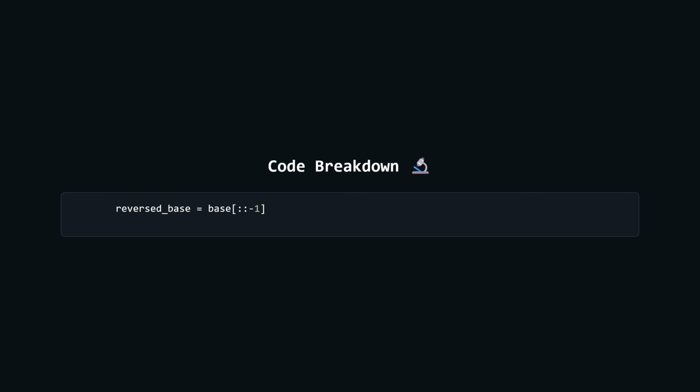Now for the right half. Since it has to mirror the left, we simply take our sorted base list and reverse it. Finally, we glue the 3 pieces together, the sorted left half, the middle character if there is one, and the reversed right half. We return that as our final string.